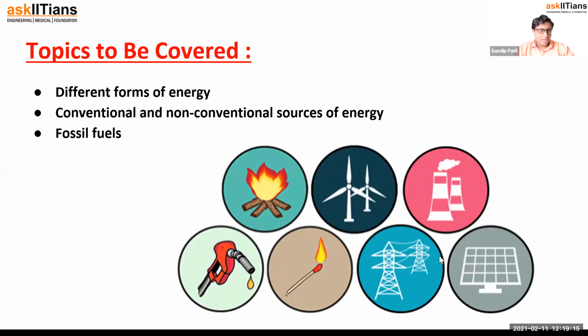So what we are supposed to cover in this session is the different forms of energy, and what is conventional and non-conventional sources of energy, and fossil fuels. So here you can see that some small diagrams are there. They are actually representing some types of energy. So I can say this is the thermal energy, right? Thermal energy means heat. Heat is obviously giving you some energy, right?